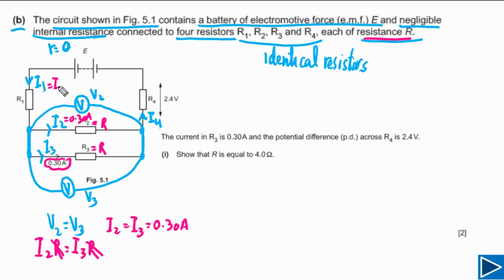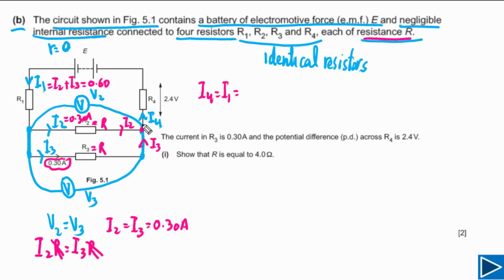Now from here we can write down I1. I1 is equal to I2 plus I3 according to Kirchhoff's first law. So simply we can say I1 will be equal to 0.60. Now what is the value of I4? I4 also has to be equal to I1 because current entering the battery and leaving the battery is the same, or simply you can understand from here I2 is entering this junction and I3 is also entering this junction.